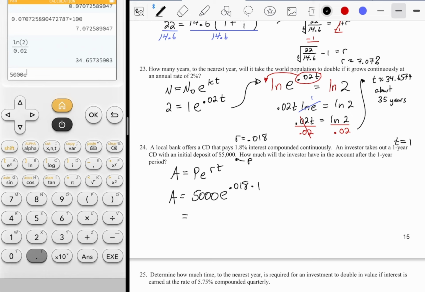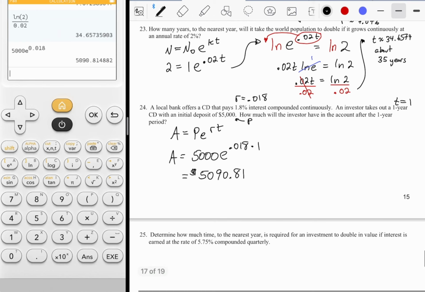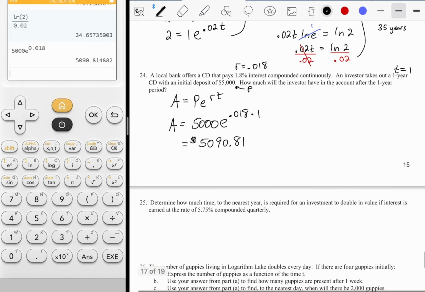E to the 0.018. You can put the times 1 in there if you want, or just leave it off. It is going to become, let's see, rounding doesn't say. So $5,090, and I'll say 81 cents because we're talking about money, so it's not an unreasonable way to round. So after the 1 year, he'll have gained $90, right? Because 5,000 of that is what he started with.